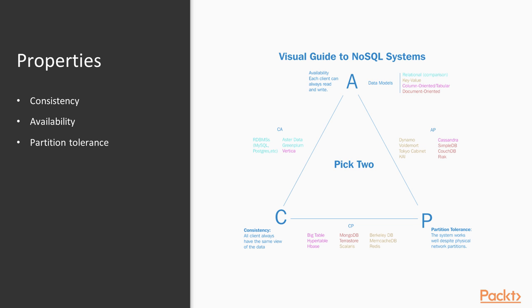The final and third property is partition tolerance. It says that in the event of a breakdown in communication between two nodes, the system should still work. It means that the data will still be available. That's all about the theorem. In this video, we have learned about NoSQL.